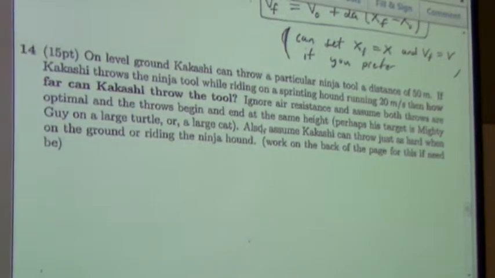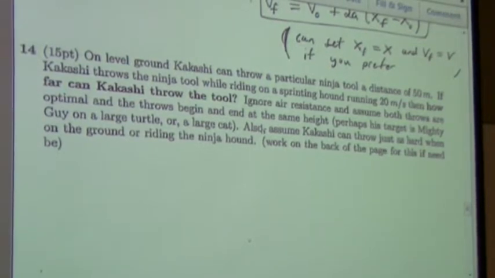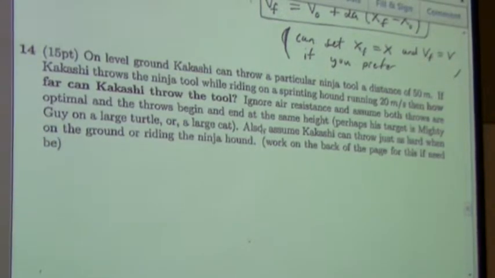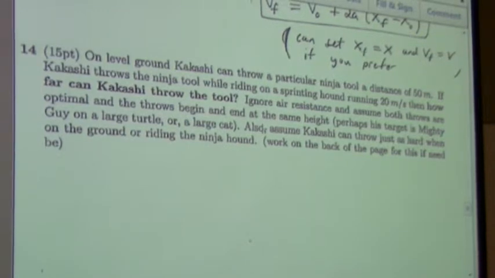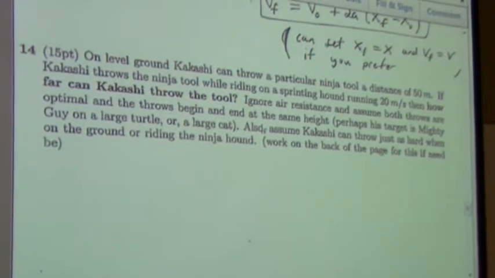So anyway, after the dust settles, I found you can throw it about 121 meters, accounting for the additional speed of the hound. That's why archers on horseback matter, though maybe it's not too big a deal, because if you have a good bow, you can shoot an arrow pretty fast. The speed of the horse is not really comparable to the speed of the arrow. In this case, it made a really big difference, because Kakashi's speed was 22.14 meters per second on the ground, and the speed of the hound was 20 meters per second. So it's a significant boost to the motion.